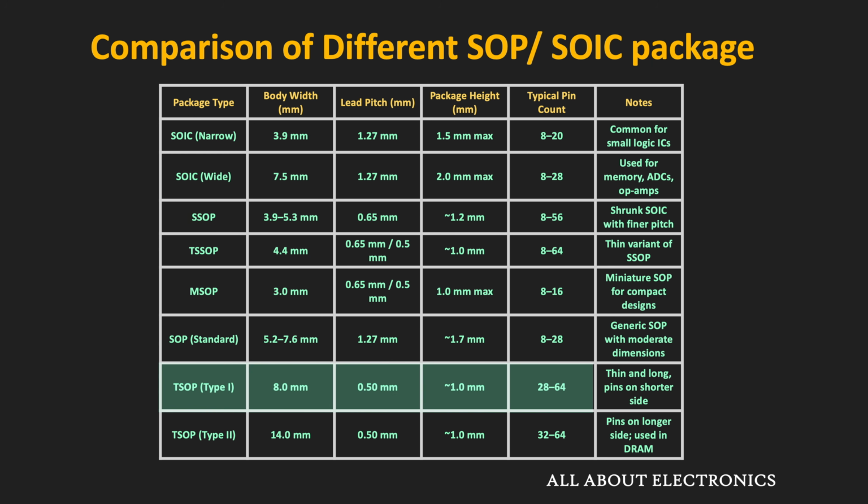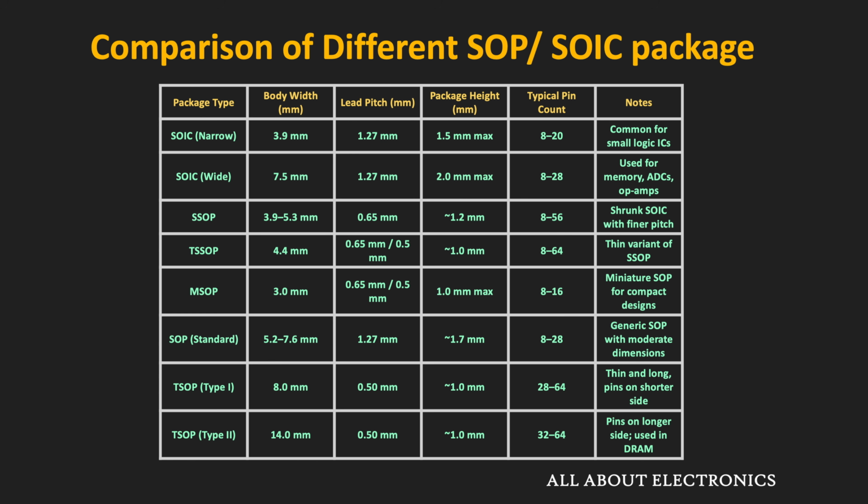Likewise, there is another version called the TSOP, that is the thinner version of the standard SOP package. So in this package, the height of the package is smaller compared to the standard SOP package. And likewise, there is another version called the TSSOP, that is the thinner and shrunk version of the standard SOP package. On the other hand, in the SOIC package, we have only two versions, that is narrow and wide SOIC package. So if you want to know more about it, then you can pause the video and check this table for more information.